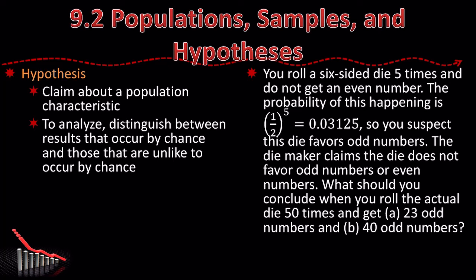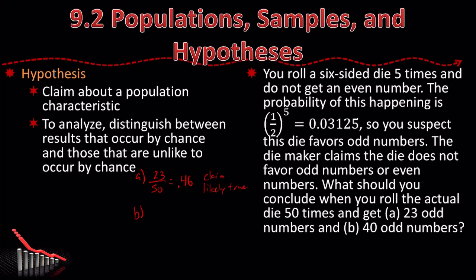You suspect that the die favors odd numbers. The die maker claims that it doesn't. What should you conclude when you roll the actual die 50 times and get 23 odd numbers? All right. So for part A, we have 23 over 50, which is 0.46. Now, the die maker claims that should be 1/2. Is 0.46 close to 0.5? Yes. So the claim is likely true.